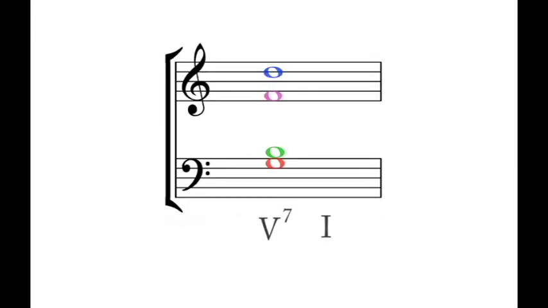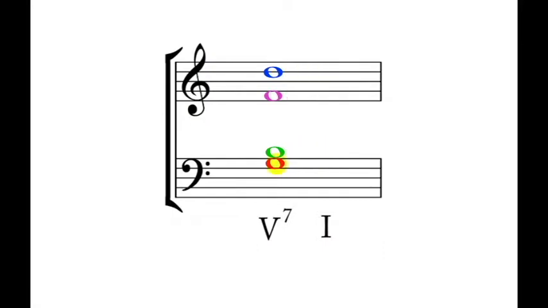Our first method is the most common. It involves a complete 5/7 going to an incomplete 1. Here we have a complete 5/7 chord in C major, and we have a root, a third, a fifth, and a seventh. Let's begin with the bottom note.